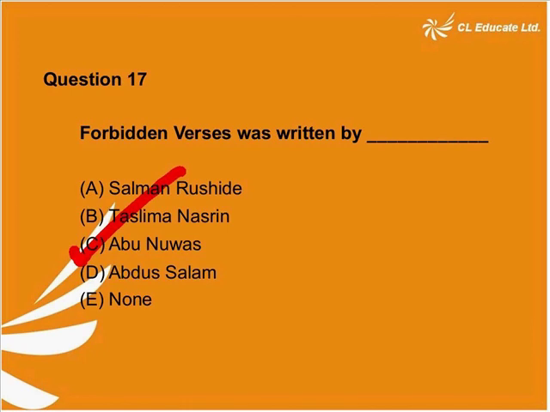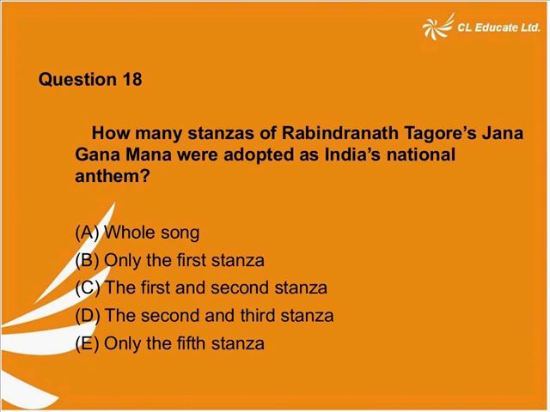How many stanzas of Rabindranath Tagore's Jana Gana Mana were adopted as India's national anthem? Only the first stanza. It had a total of 5 stanzas, and out of 5, only one has been taken. 1 out of 5.